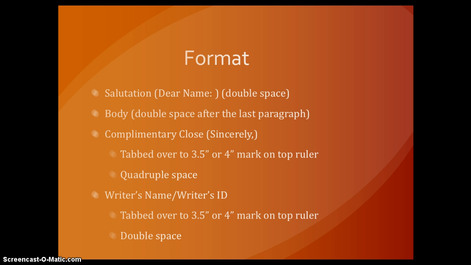And then we will once again have the writer's name and or writer's ID. So remember, that's like if our writer's name was Mr. Cook, his ID would be principal. And this as well needs to be tabbed over to that mark that you have chosen. And then we double space.